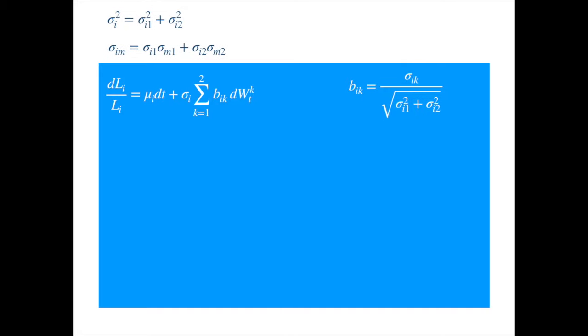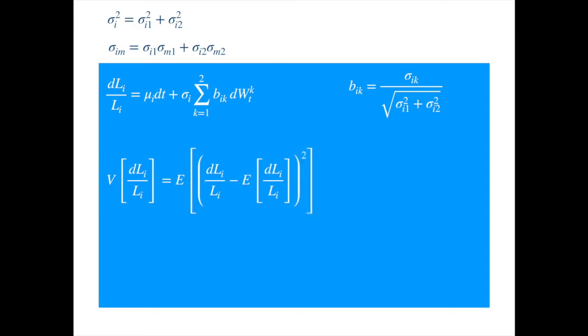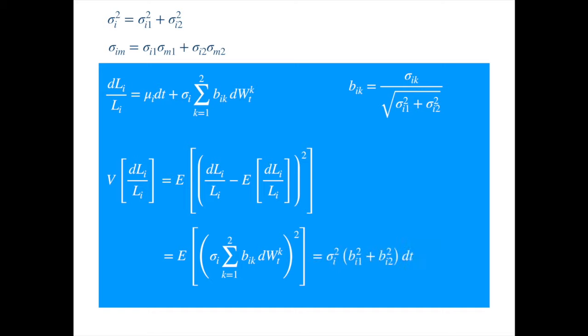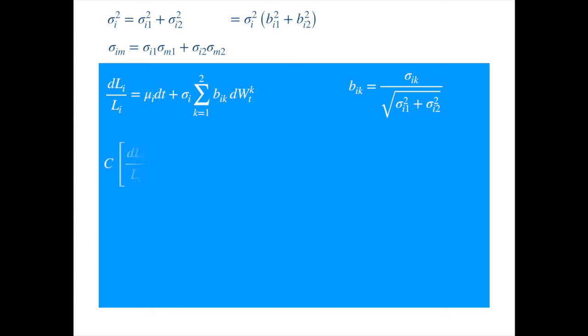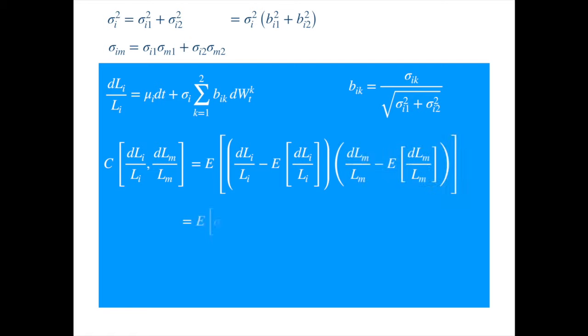Now let's apply the variance and covariance machinery to this transformed SDE, just to get some more practice. We know that the variance is as follows. And we know subtracting the mean leaves just the stochastic terms. And we know the Brownians are independent, so the variance of the sum equals the sum of the variances. Now we can calculate the covariance between the I and M LIBORs. We substitute for the SDE.